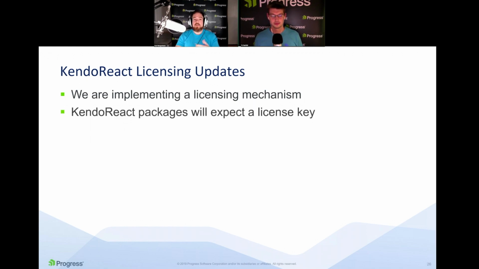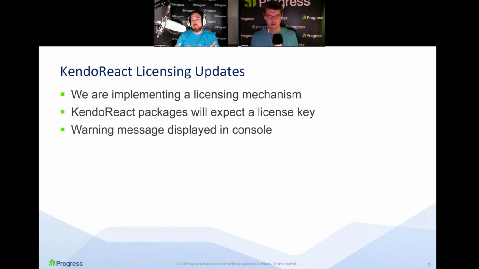What this would be is essentially a license key that will be expected for the KendoReact packages. What this license key is going to do is essentially get rid of a warning message in the console. So rather than break the project, we're not looking to release something that immediately breaks all of your projects. What we're looking to do is have a warning message that displays in the developer console as you're developing, that says, hey, you happen to be using either an unlicensed version of KendoReact, or if you're a licensed user, we just are looking for you to apply the license key.